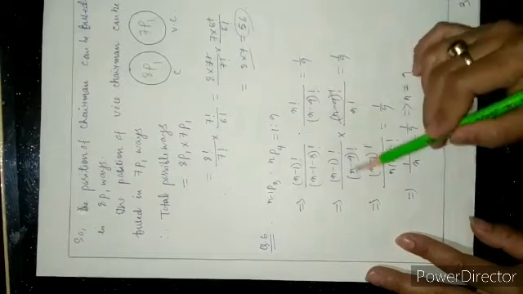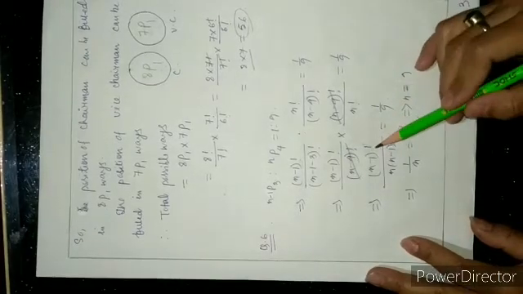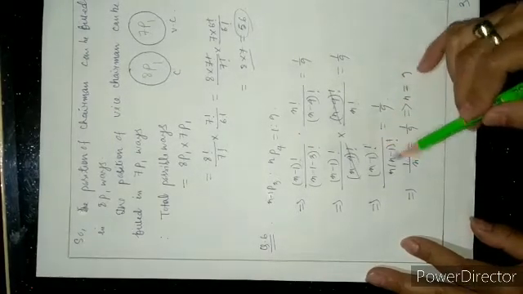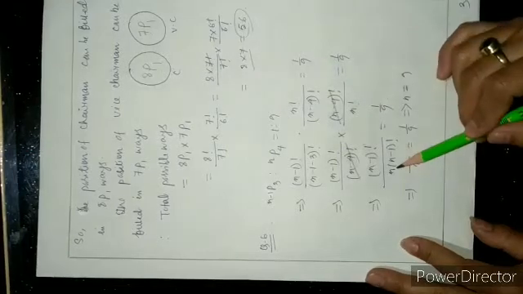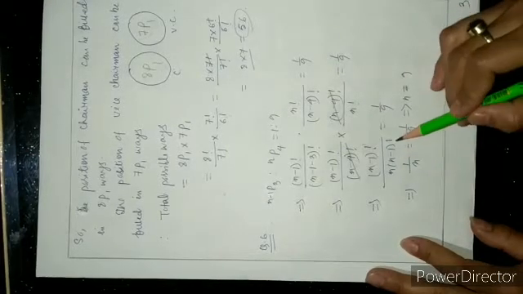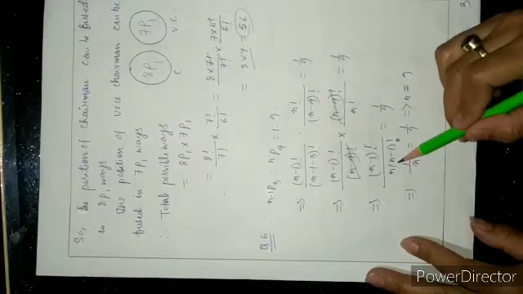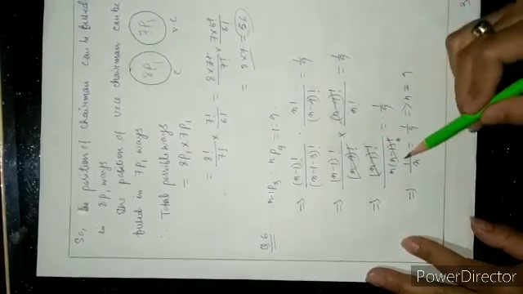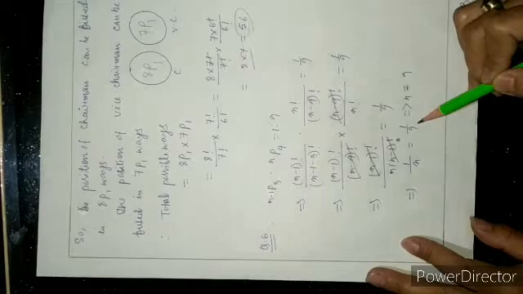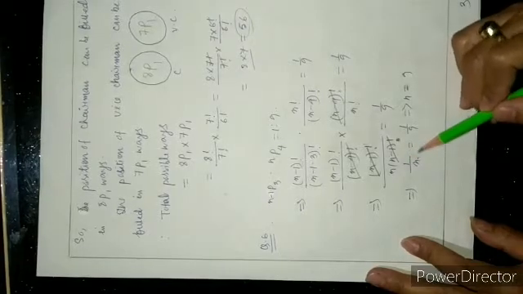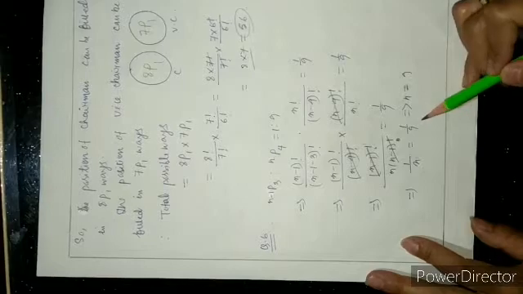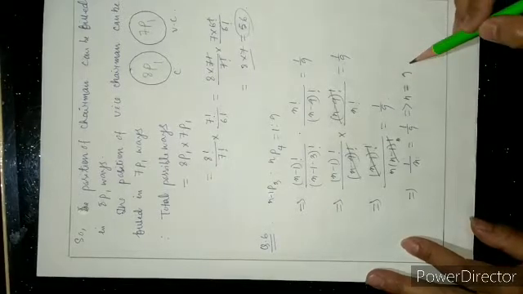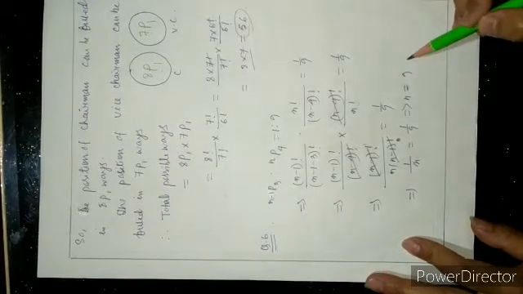n minus 4 cancels, where we have n minus 1 factorial divided by n factorial, and this n factorial is reduced to n times n minus 1 factorial, is equal to 1 by 9. This cancels to where we have 1 by n is equal to 1 by 9. By cross multiplication or taking reciprocal on both sides, we have the value of n is equal to 9.